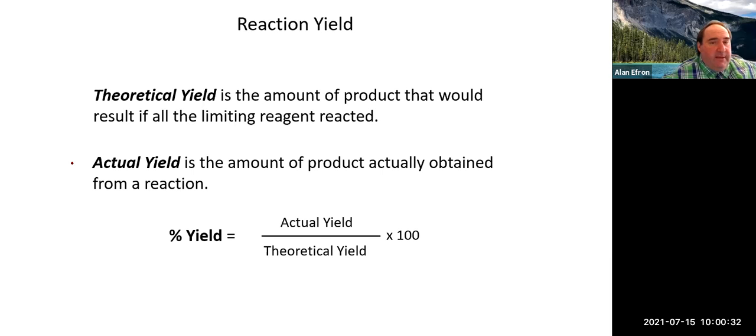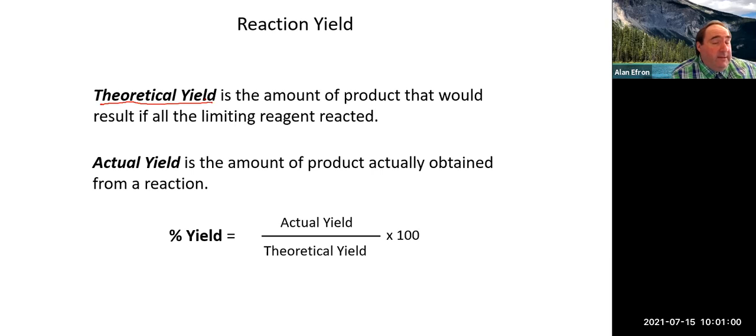So next thing we're going to talk about here is yields and different types of yields. We sort of touched upon one of these, which is our theoretical yield. Our theoretical yield is really the maximum amount of product that you should produce. It is based on the equation. So for example, the previous problem we just did, I think we got 234 grams of the aluminum oxide. That would be the theoretical yield.